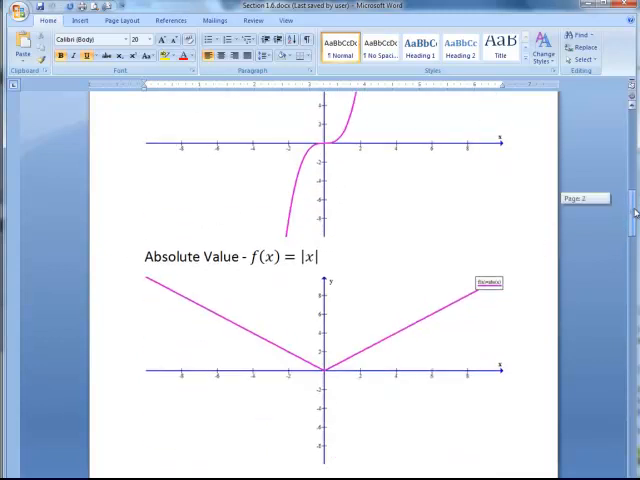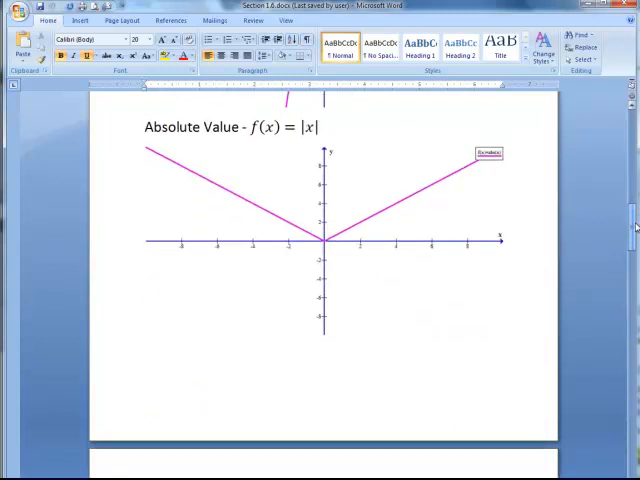And the last one we're going to look at today, the basic function, is the absolute value function. F of x equals the absolute value of x. This makes a nice little V. Our domain is negative infinity to infinity, because we can plug in any number. But our range is 0 to infinity, because absolute values only give us positive numbers.